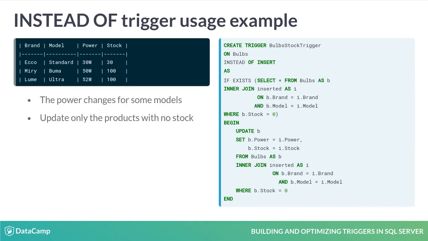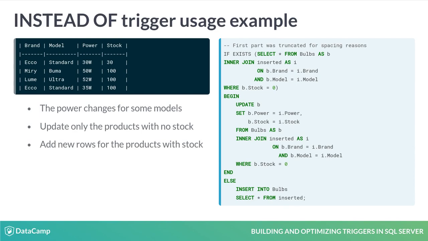The correct approach is to update the characteristics only for the models that don't have the old version in stock. The new models need to be in the table too, but as new rows instead of updated ones.